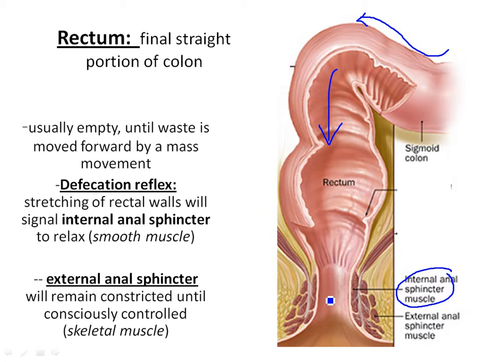Now, surrounding this are the external anal sphincter muscles. And these are consciously controlled. This is skeletal muscle. So you will not relax these muscles until you consciously decide to have a bowel movement. So at this point, we can control when the elimination takes place. So you have 2 different types of muscle involved in the anus itself.